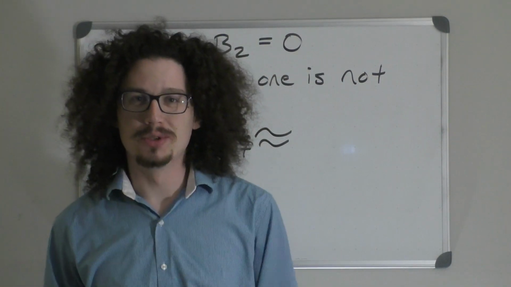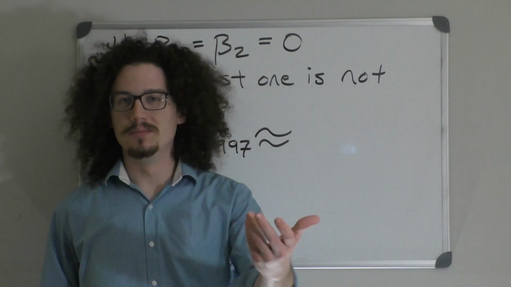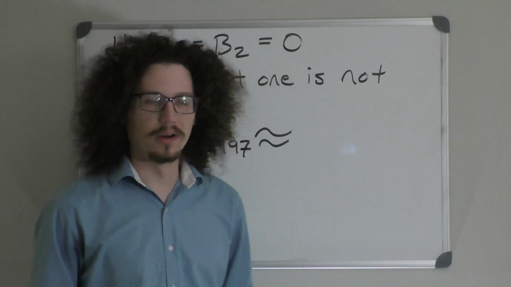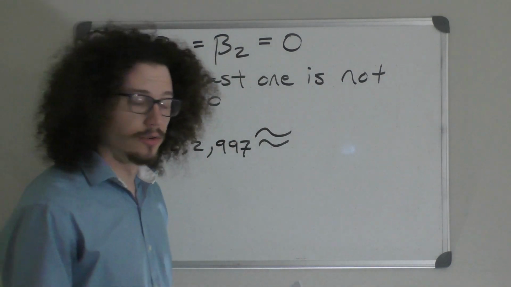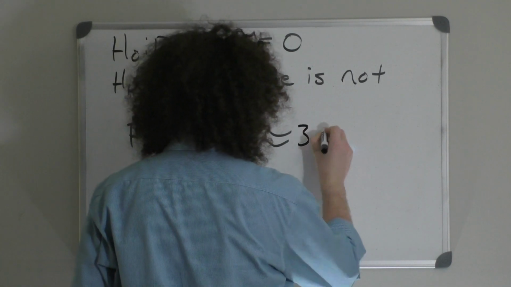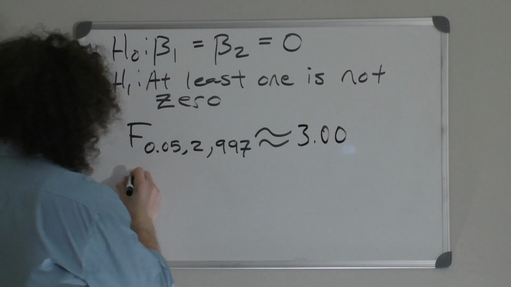All right, and of course, 997 is way higher than any of the DF2s on the chart that you have access to. So we're just going to use the infinite degrees of freedom for those second ones. So our critical value is approximately 3.